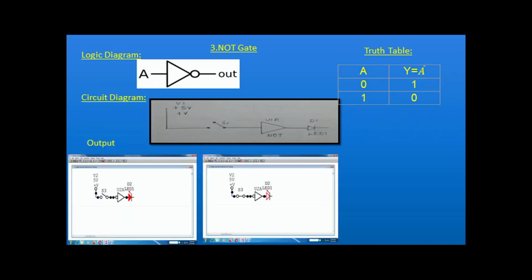But the NOT gate is getting only one input. If A is 1, the answer is 0. If A is 0, the answer is 1. If I am giving the low value, the output value is high. If I am giving the high value, the output value is 0. That is called the NOT gate. These are the building blocks of the basic gates.